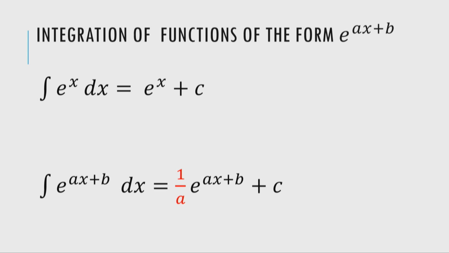Integration of e to the power of ax plus b with respect to x is equal to 1 over a e to the power of ax plus b plus c. Note that here we are dividing by the differentiation of the power ax plus b. Let's apply these rules to some examples.